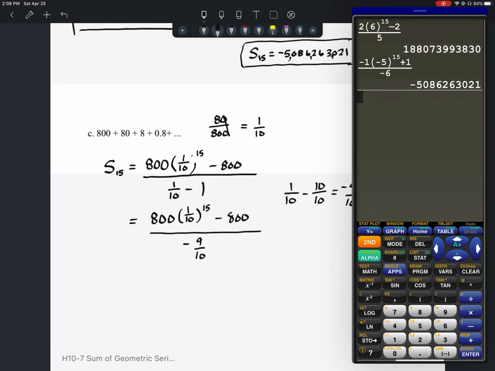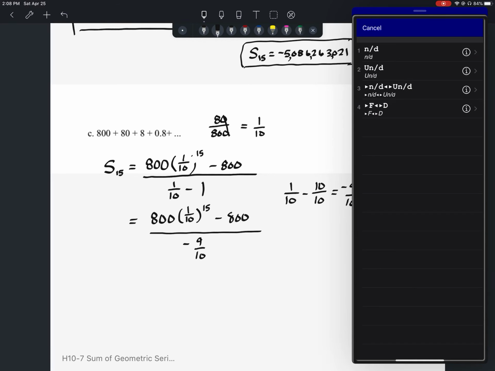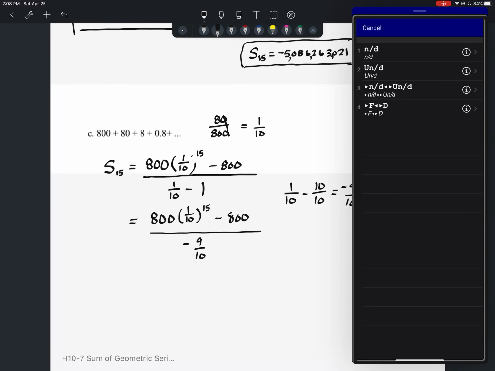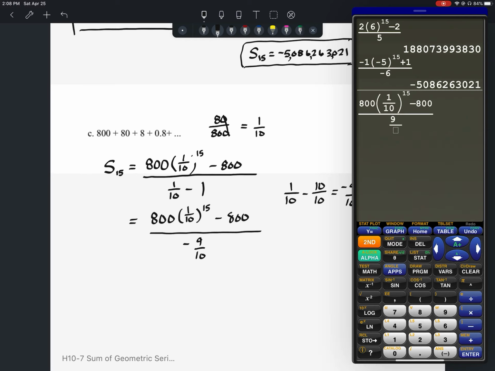Let's use the handy dandy calculator and figure out our answer. So we have 800 times 1/10. You could do 0.1 as well if you wanted to. We're going to raise that to the 15th power, and then subtract 800. And then you could divide it by -0.9, or, if you already typed in all these other fractions, might as well. We had 9 over 10, and it needs to be negative, so put a negative in front of it. All right, hit it there.